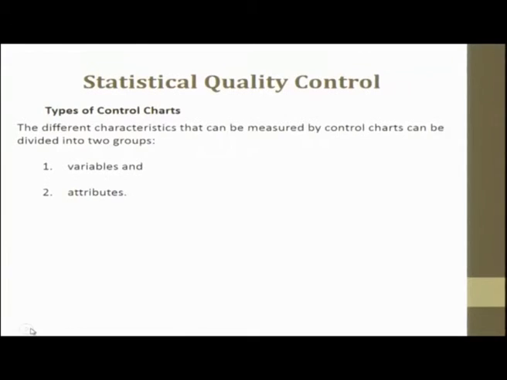or the defects in a product. For instance, if I have manufactured a car, the number of defects in the tires of the car, car 1, car 2, number of defects per piece of the car, and sometimes proportionally taken, those are attributes. Variables can be length or weight, all those continuous data that we have discussed. So the different characteristics that can be measured using control charts can be divided into two groups, variables and attributes.